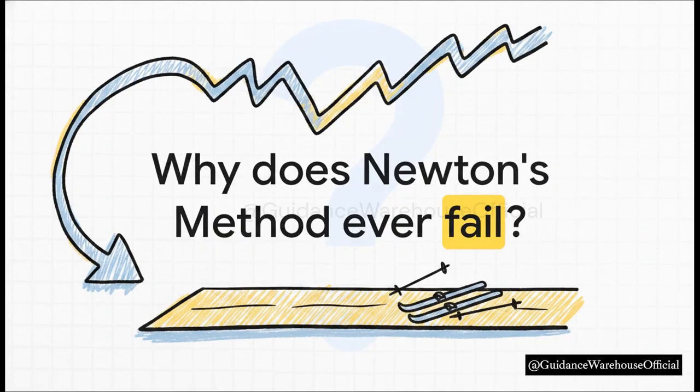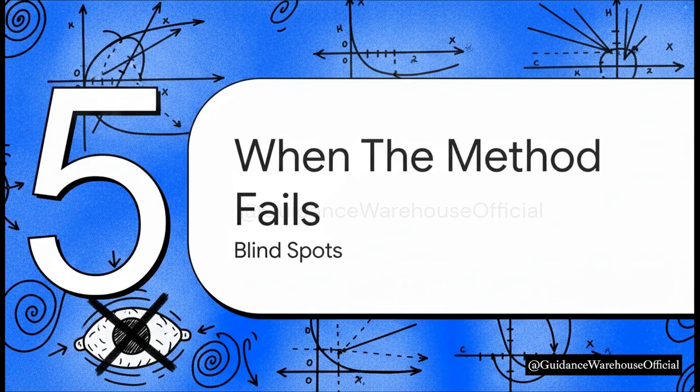Now, you might be thinking to yourself, okay, if this is so brilliant, why does it ever fail? Like what happens if our tangent line, our skis on that mountain, hits a perfectly flat plateau? Or what if our first guess is just wildly, terribly wrong? That brings us to part 5, when the method fails. Because as a true student of calculus, you can't just know how a tool works when everything is perfect, you have to intimately understand its blind spots.